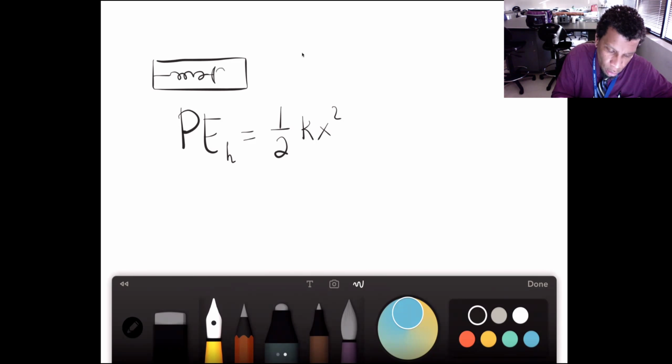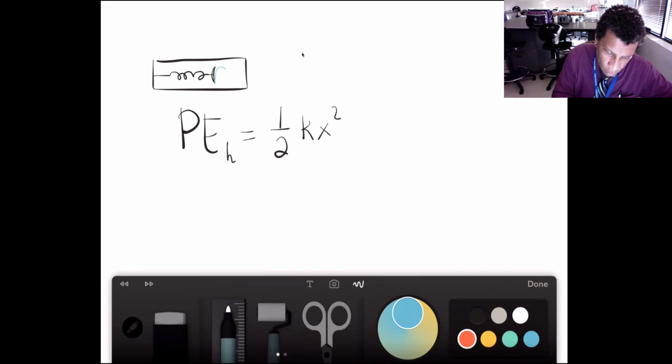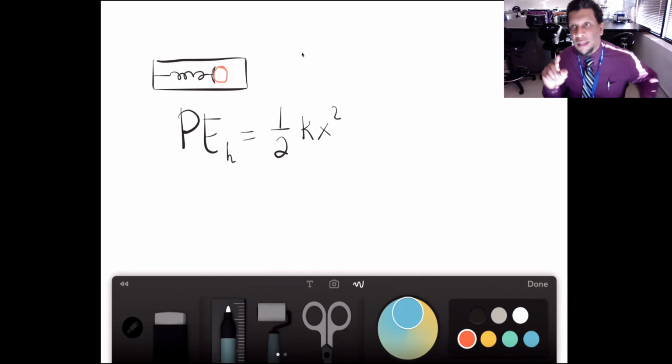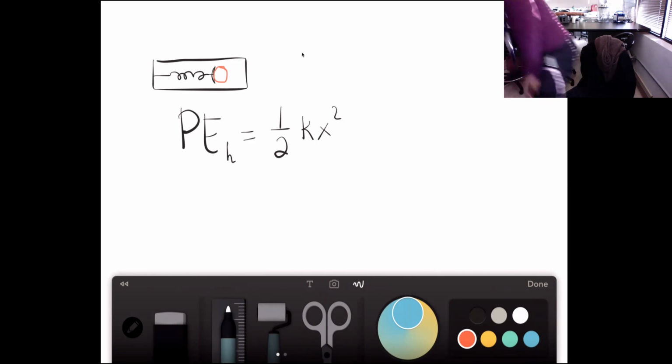So if our ball is located right here, it's located right here, then, hold on for 1 second. What's going on? Yes, Brad. We can turn those lights on.